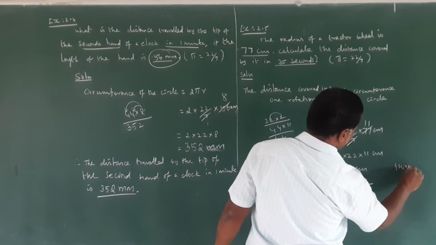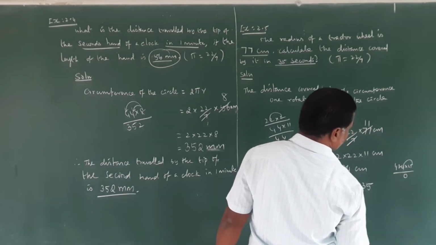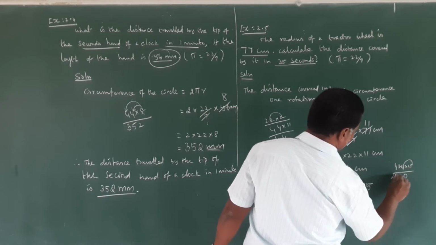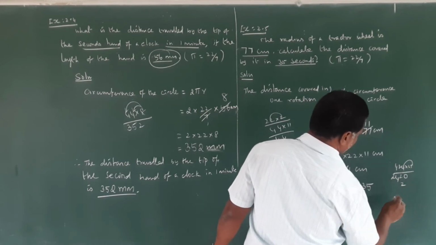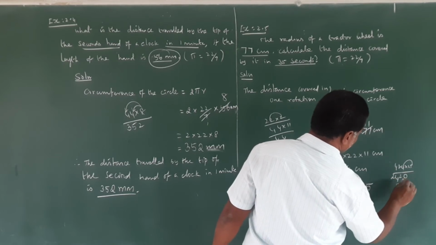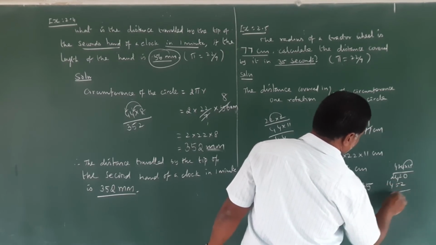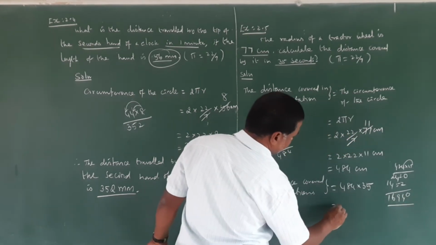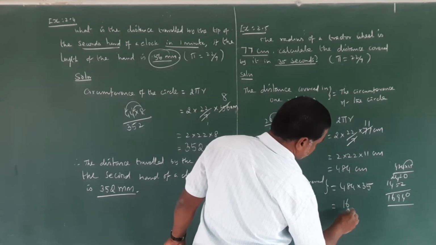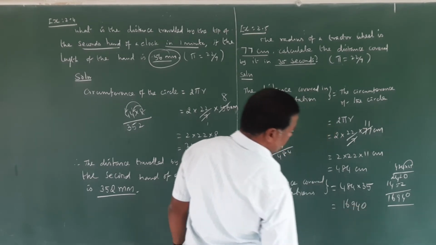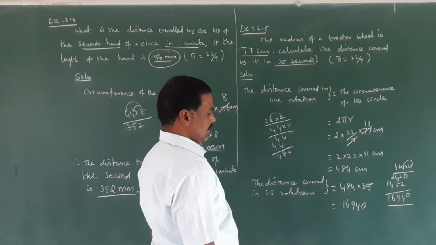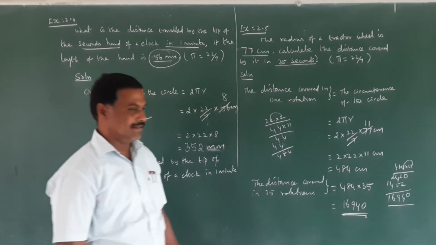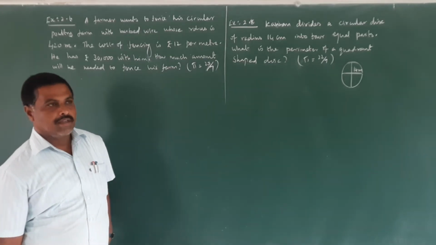Now 0 remaining 2, 40, 42 remaining 4, 20, 24. Now 12 remaining 1, 24, 25 remaining 2, 12, 40. Now 0, 4, 9, 6, 1. Answer: 16,940 millimeter. That is the answer. Okay, next question.